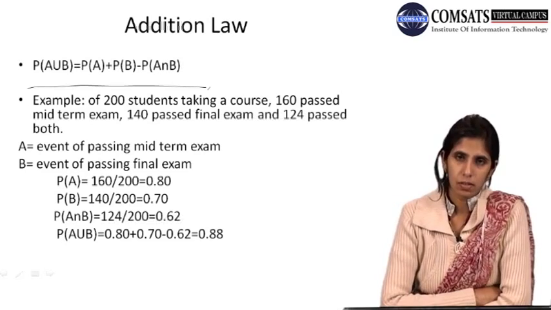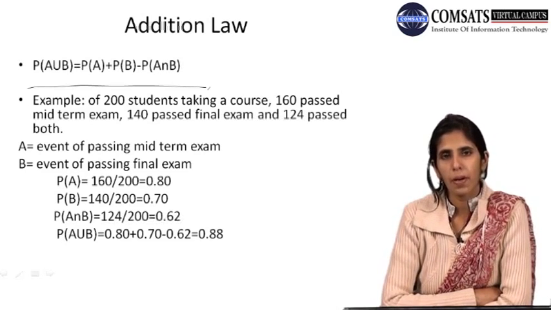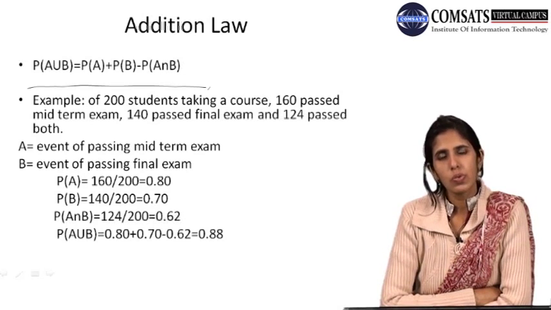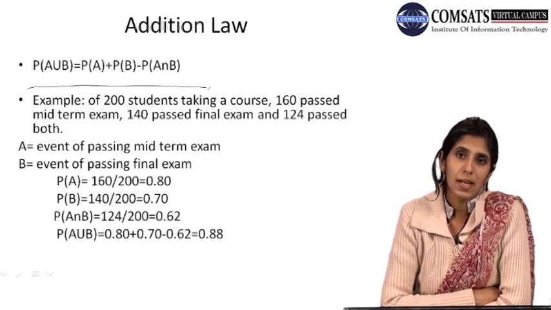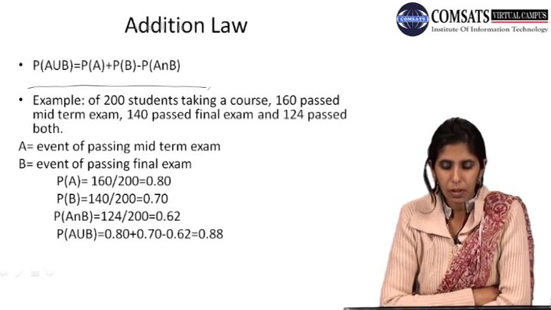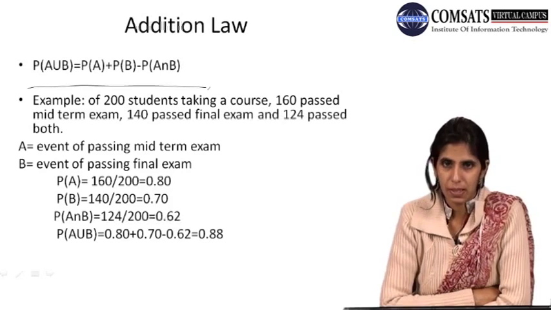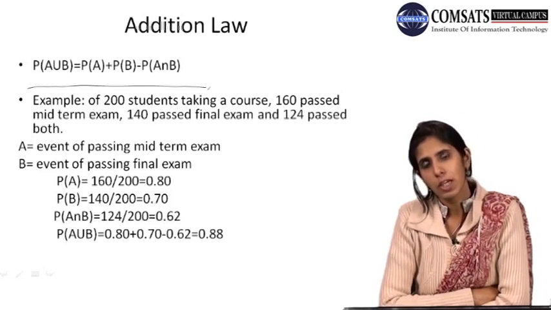अगर एक हमारे पास एग्ज़ाम है, एक कोर्स है हमारे पास जिसके अंदर 200 स्टूडेंट्स रजिस्टर्ड हैं, आउट ऑफ दिस 200 स्टूडेंट्स 160 स्टूडेंट्स ने पास किया है मिड टर्म एग्ज़ाम और 140 स्टूडेंट्स ने पास किया है टर्मिनल एग्ज़ाम या फाइनल एग्ज़ाम और 124 स्टूडेंट्स ने दोनों एग्ज़ाम्स पास किए हैं. तो व्हेन वी टॉक अबाउट कम्बिनेशन, व्हेन वी टॉक अबाउट समथिंग इन कॉमन, वी टॉक अबाउट इंटरसेक्शन.